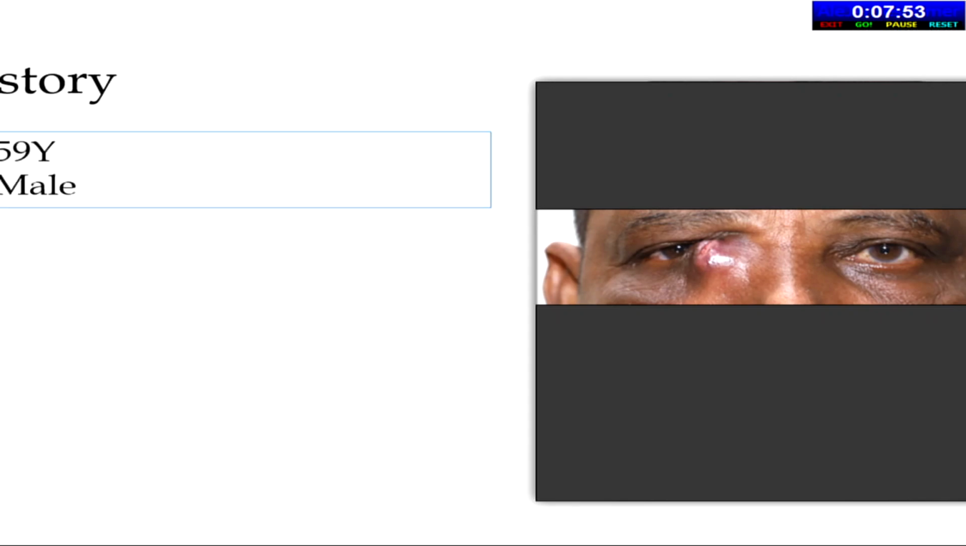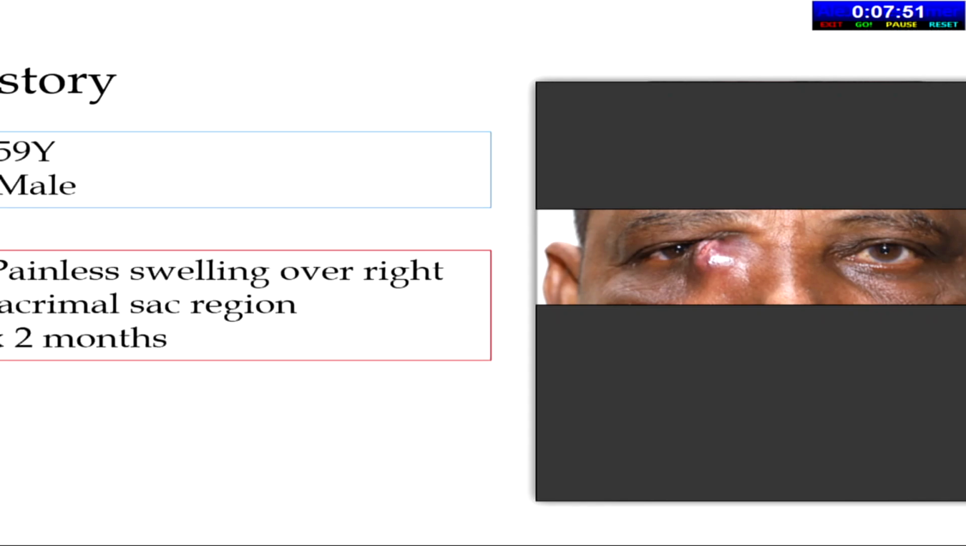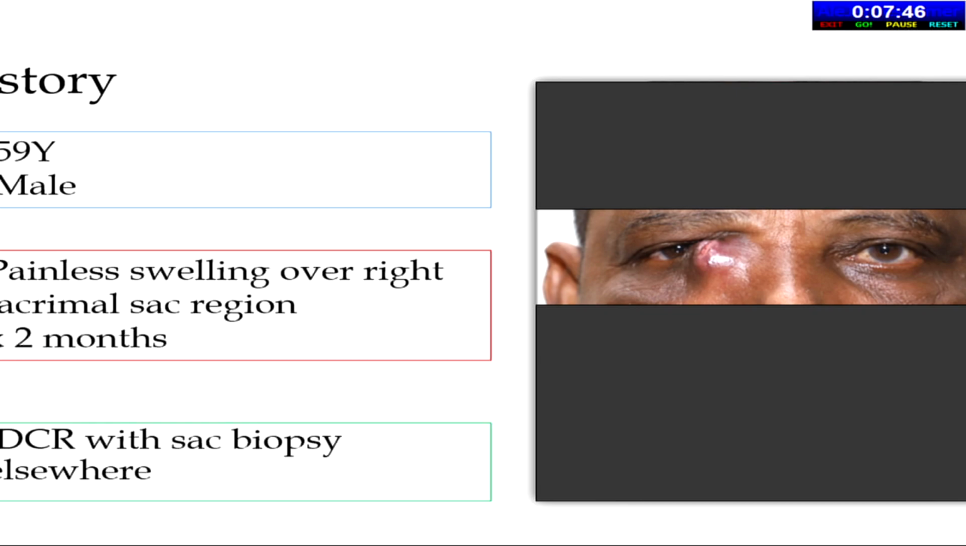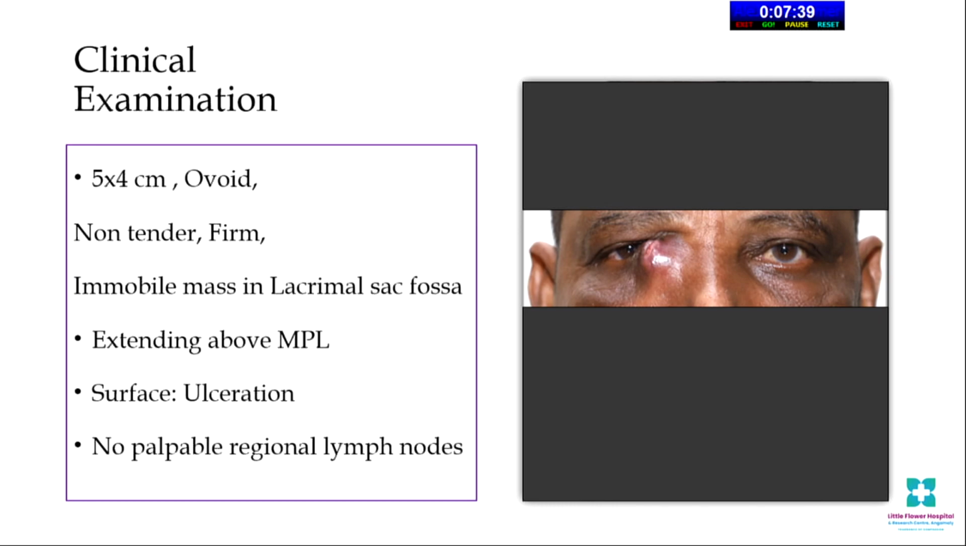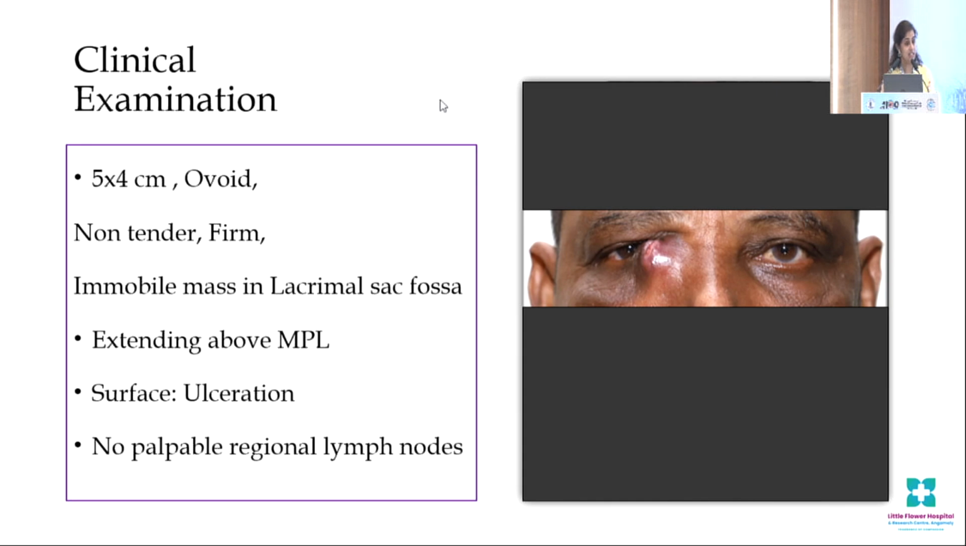This is a case of a 59-year-old male who came to our OPD with painless swelling of the right lacrimal sac region of 2 months duration. He gave a history of dacryocystorhinostomy with sac biopsy, which was done elsewhere, and the biopsy results were suggestive of papilloma. On clinical examination, there was a 5 by 4 centimeter ovoid, non-tender, firm, immobile mass, which was seen extending above the medial palpebral ligament, and the surface of the lesion showed ulceration, probably due to a non-healing incision site, and there were no palpable regional lymph nodes.